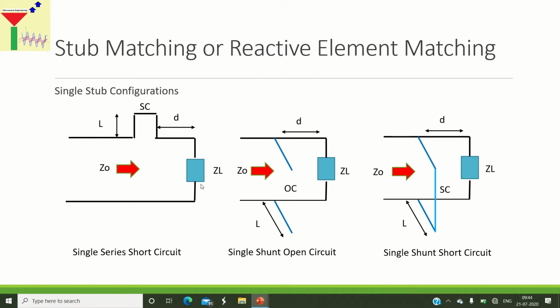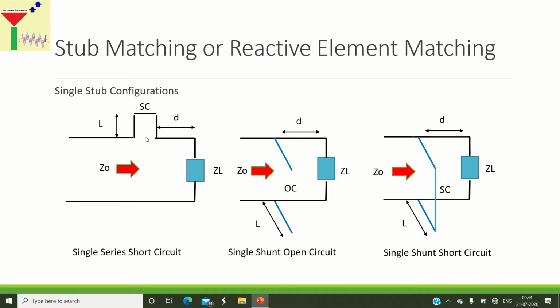On my right hand side, we have a complex load impedance. Now a stub which we are going to place with this complex load impedance in order to match it with the characteristic impedance of a transmission line, indicated with Z0. In the first figure, we have made use of a series stub.